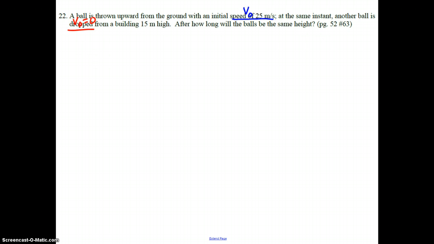Okay, that initially looks like an X value here. All right. After how long will the balls be the same height? After how long is time? Okay. So we'll label that as T. They want to know when the balls will be the same height. This seems to be a bit of a confusing question. So I'm going to start with a well-labeled diagram to try and help ourselves out here.